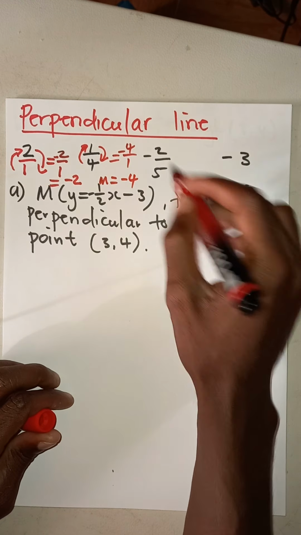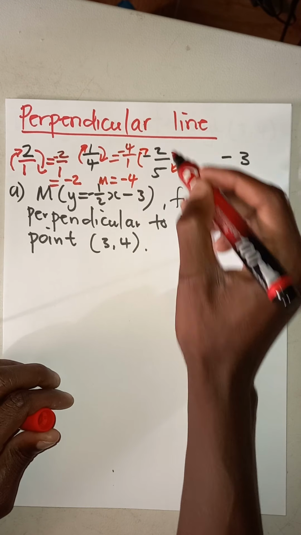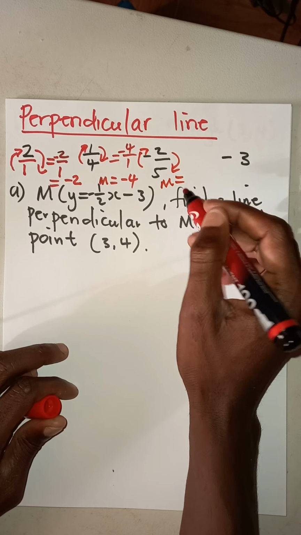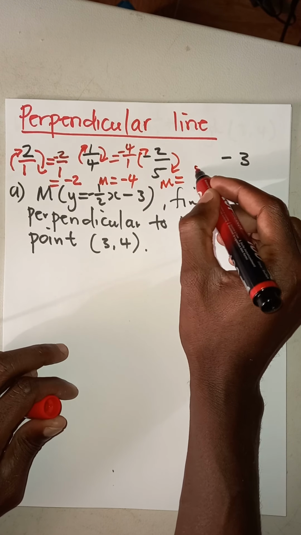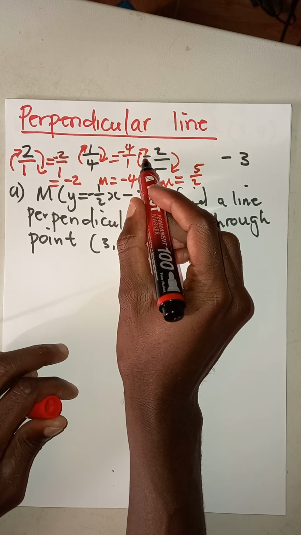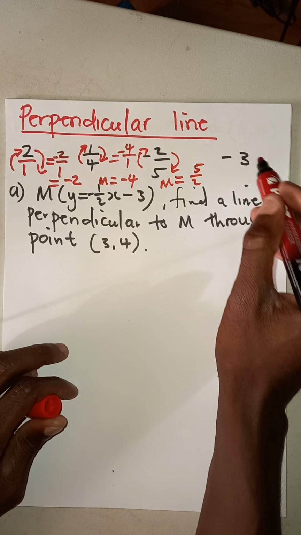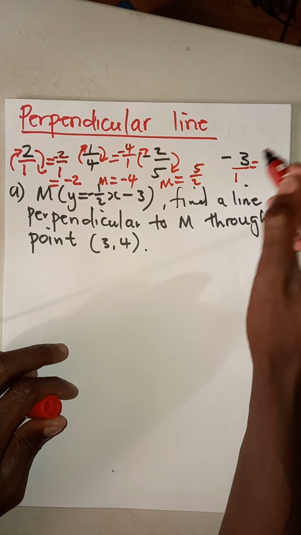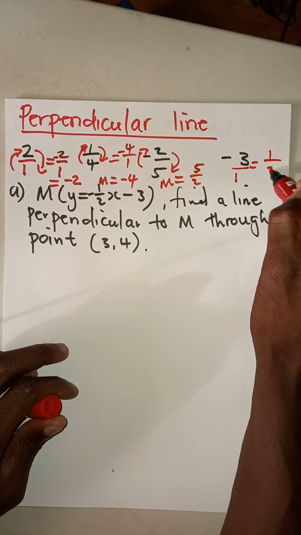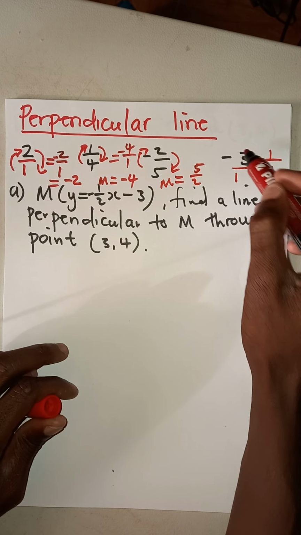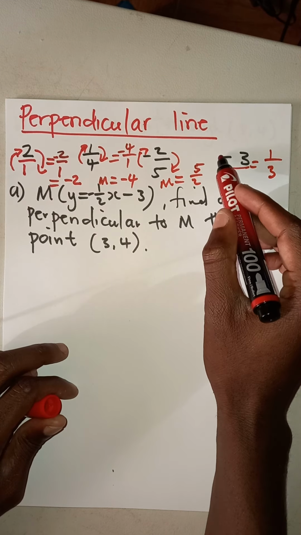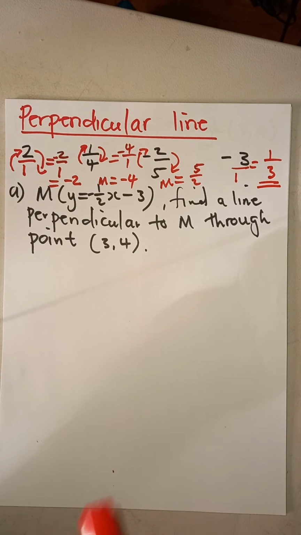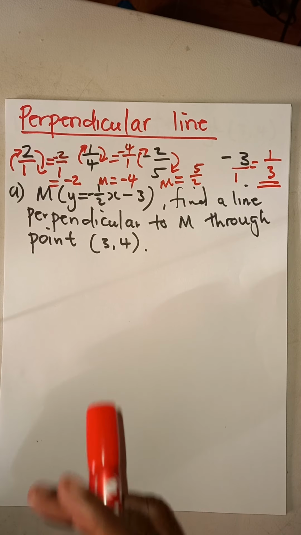So let's do this one. We flip it and then we change the sign. So which means the gradient will be equal to positive 5 over 2. The sign was negative, we change to positive. Same applies to this one. We put it over 1 and then we flip it, then it will be 1 over 3. Remember, the 1 goes on top, the 3 goes down. We change the sign from negative to positive. So that is how you find the gradient of a line that is perpendicular to a given line.